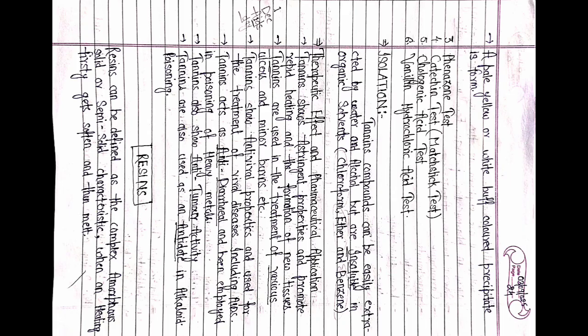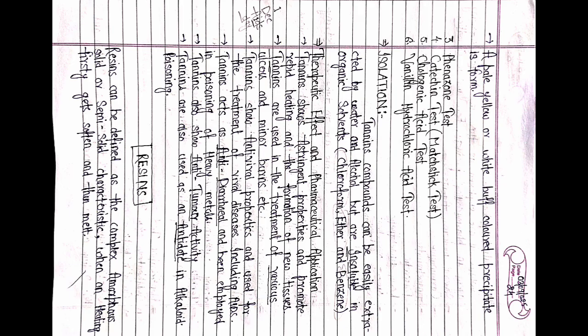Identification test. 1. Goldbeater's skin test. 2. Gelatin test. 0.5 to 1% tannin solution, 1% aqueous gelatin solution, and 10% sodium chloride are mixed. A pale yellow or white buff-colored precipitate is formed. 3. Phenazone test. 4. Catechin test. Matchstick test. 5. Chlorogenic acid test. 6. Vanillin hydrochloric acid test. Isolation. Tannins compounds can be easily extracted by water and alcohol, but are insoluble in organic solvents, chloroform, ether, and benzene. Therapeutic effect and pharmaceutical application.